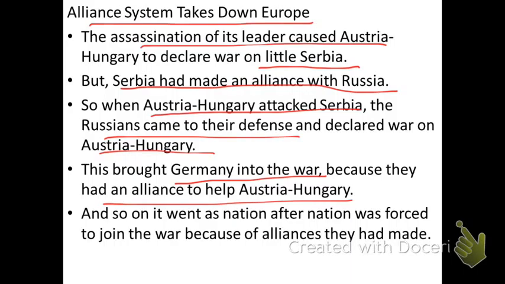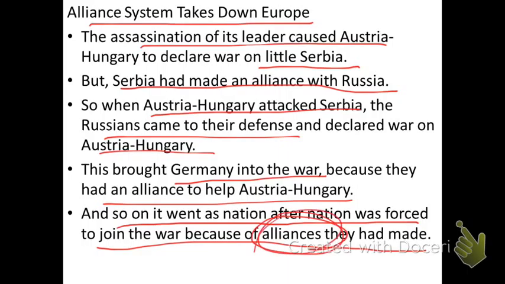So, Austria attacks Serbia. Russia comes to the aid of Serbia. Germany goes to the aid of Austria. England and France go to the aid of Russia and Serbia. And so it went on and on, until every nation essentially was forced to choose to go to war because of the alliances they had made.